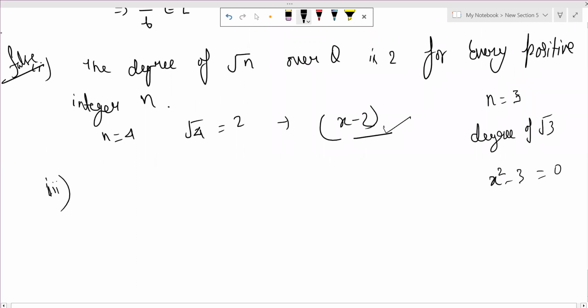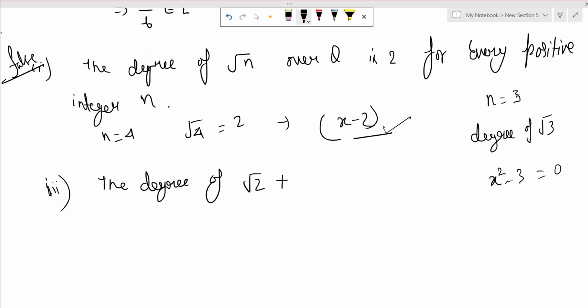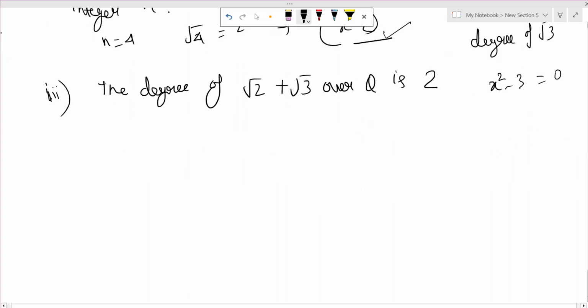So the next question is: the degree of root 2 plus root 3 over Q is 2. Is this true or not? Now you already read field theory. This should be an obvious question for you, right? You should already remember. Not true. Why? The minimal polynomial has degree 4.